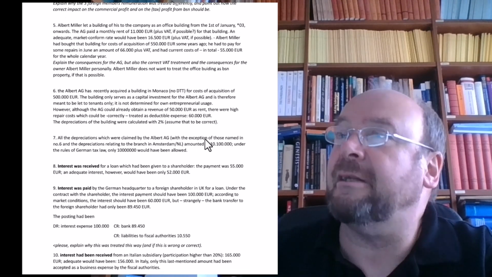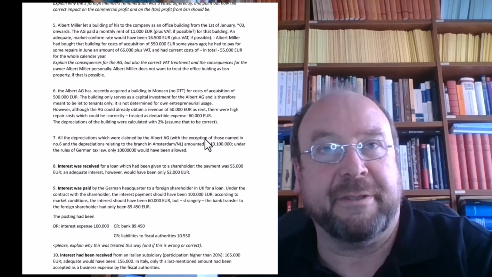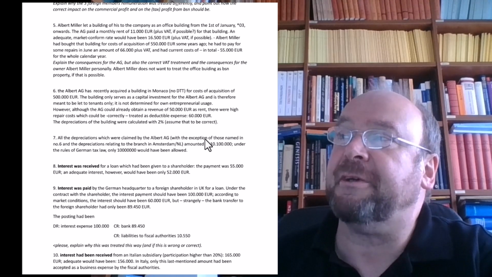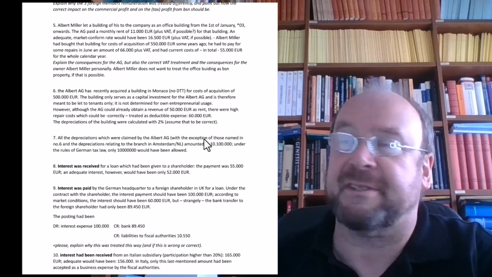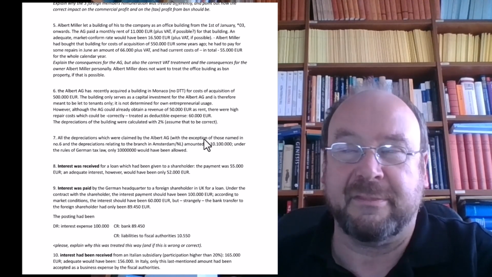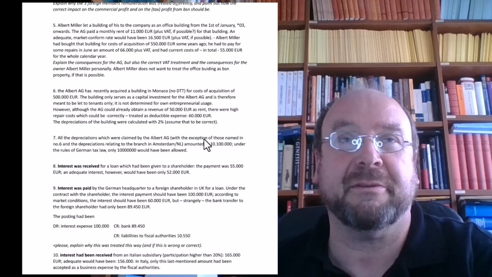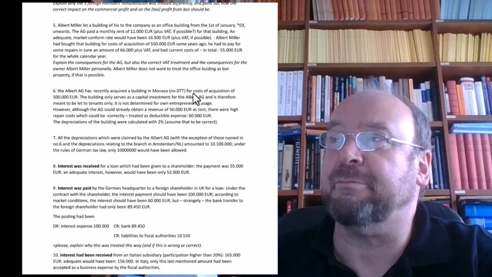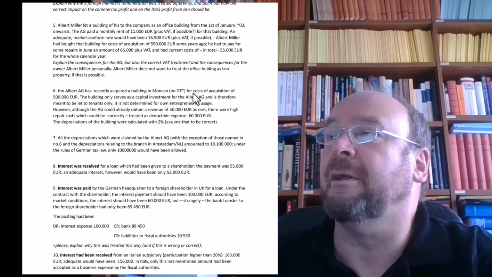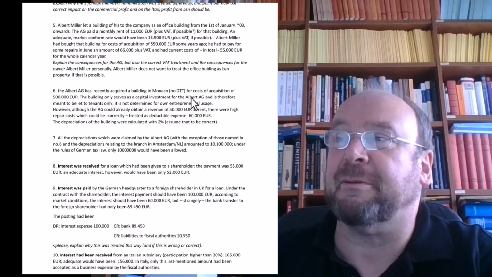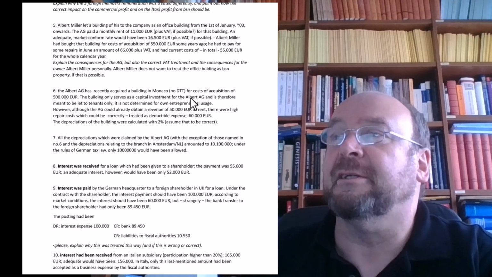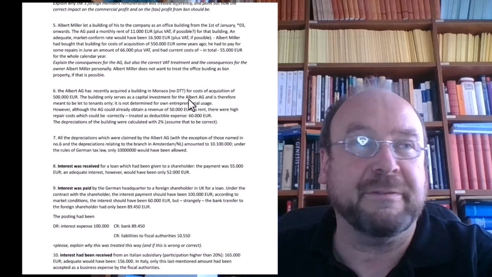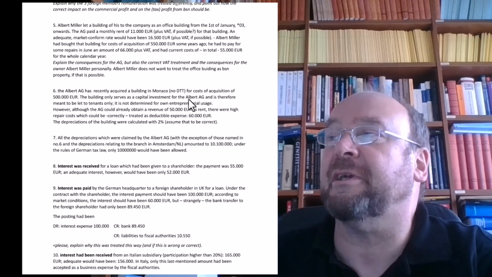Albert Miller then let a building of his own to the company as an office building from the 1st of January 03 onwards. So think of it, when the accounting period began. The AG paid a monthly rent of 11,000 plus VAT if possible for that building. An adequate market-conform rate would have been 16,500 euro, again plus VAT if VAT can be charged in this situation.